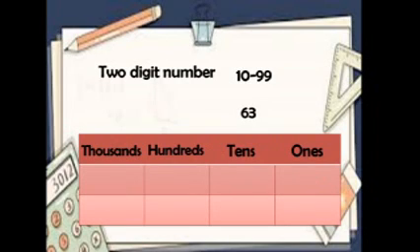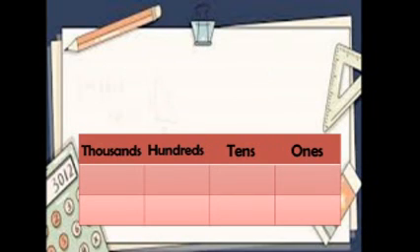Another example, I have here 63. If we have here 63, where do we put the 6 and the 3? Remember, we should always start at ones. What number is in the ones? You have to look at the last number. Very good. We have there 3. So it means 6 is in the tens. Do you understand? Okay, let's proceed to the next one.